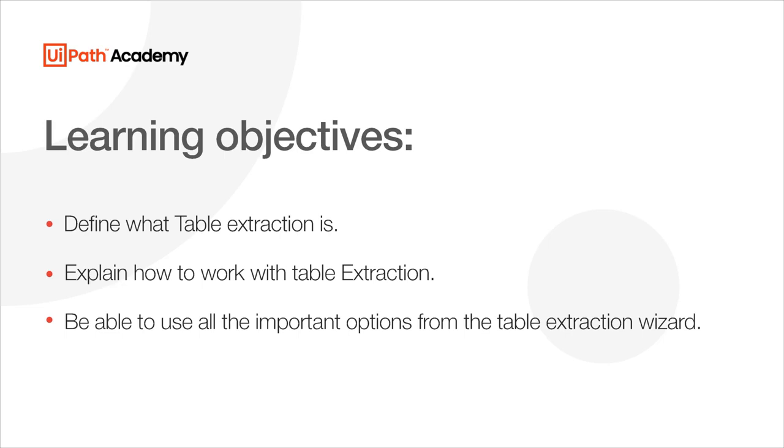The goal here is to use table extraction to scrape the title, URL, and upload date of the first 3 pages of videos of UiPath Academy from Google, and then write the extracted data into an Excel workbook using Excel activities.